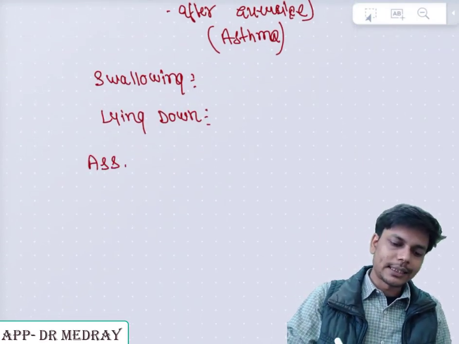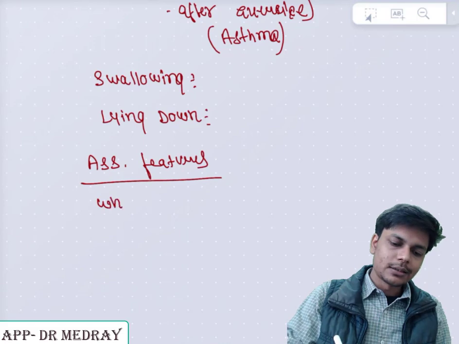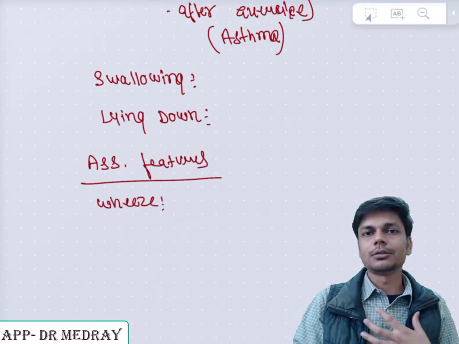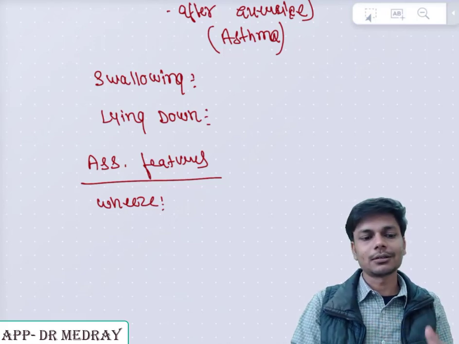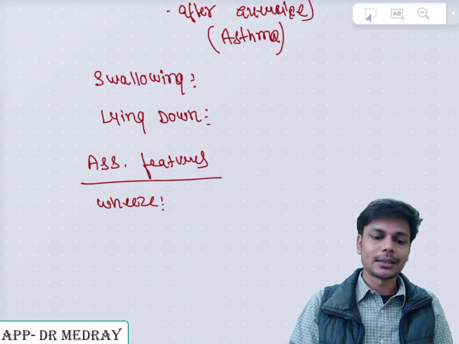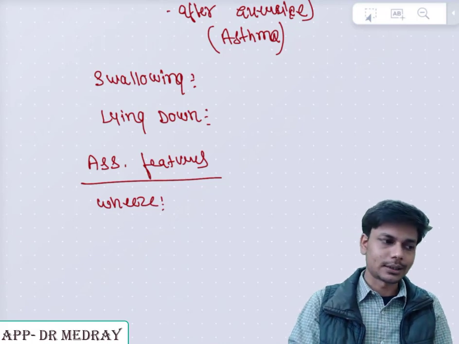What are the associated features we have to ask in cough? Sometimes the patient may hear a whistling sound produced from the chest and complain to you that some sound or whistling sound is coming from my chest during night time or during activity. If the patient is complaining such, it usually suggests to us the diagnosis of COPD or asthma.